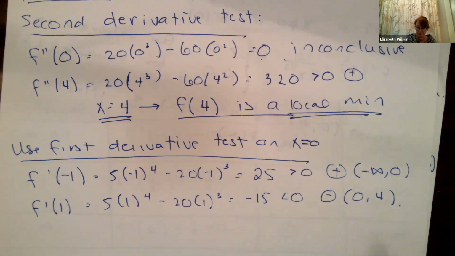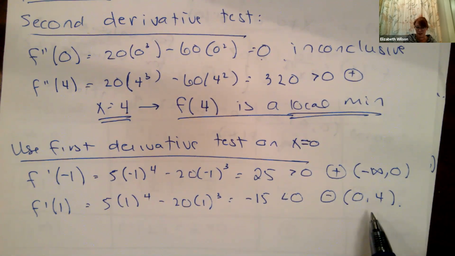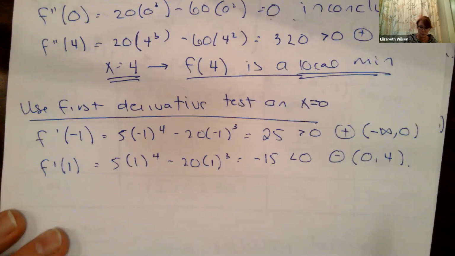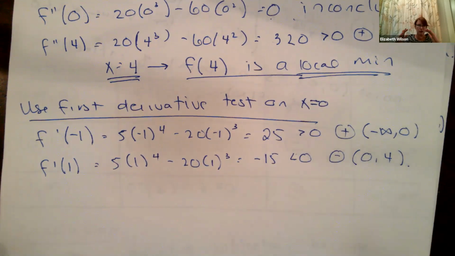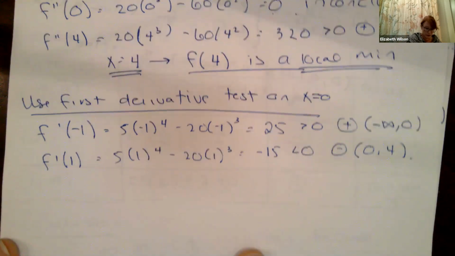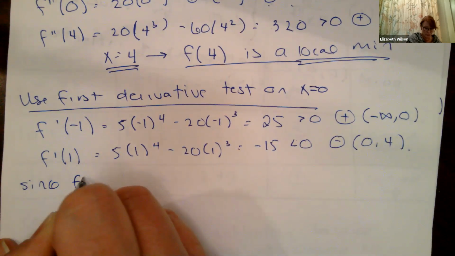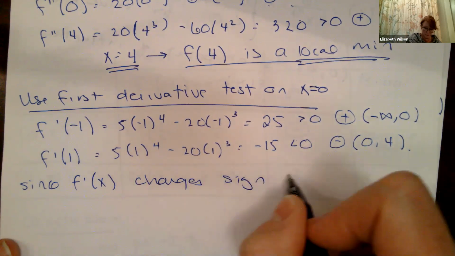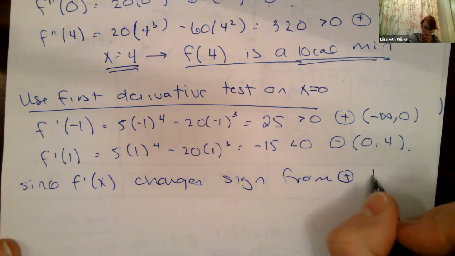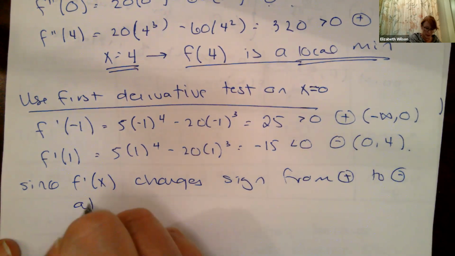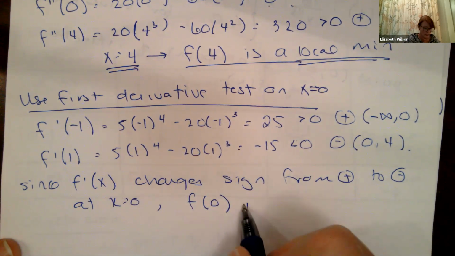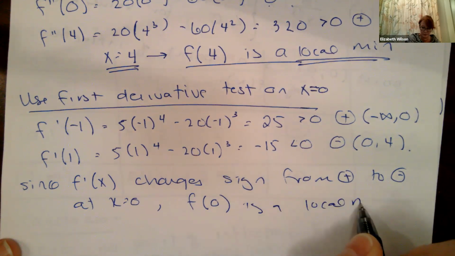Have to be careful. This isn't going to be 0 to positive infinity because I have this other critical point here that I'm dealing with. So now it changes sign, which means that my slope is doing something. It's positive and then it's negative as I head up to it. So I'm going to make that conclusion: since my first derivative changes sign from positive to negative at x equals 0, that means that my function evaluated at 0 is a local maximum.